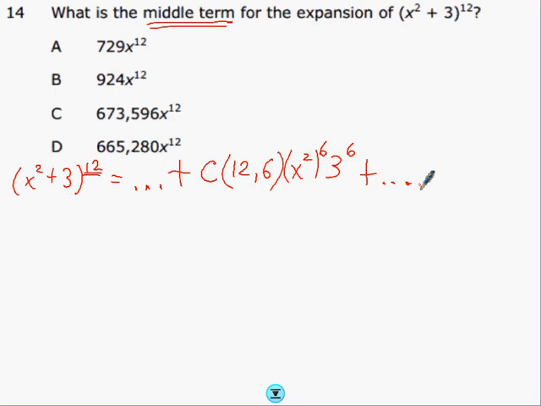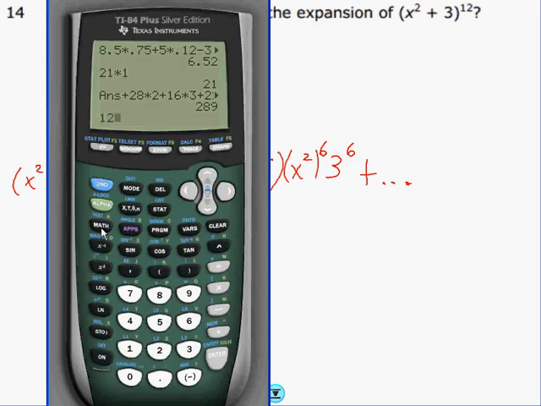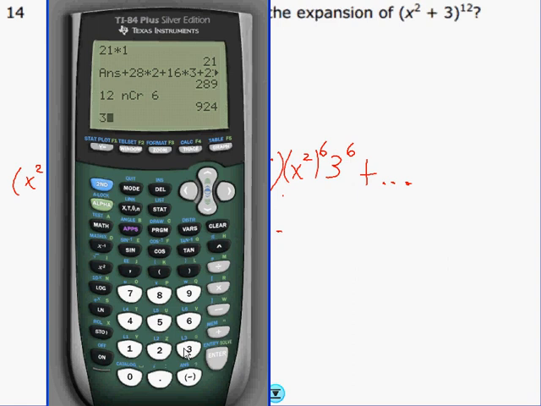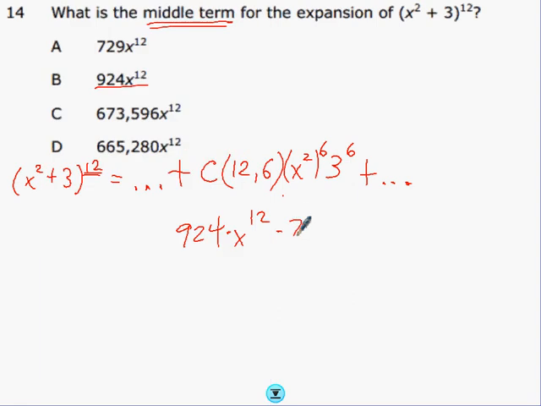12 choose 6. Let's plug that in the calculator. 12 math, probability, nCr 6. 924 is the first number. Okay, x squared to the 6th, power to a power, you multiply. And then finally we have 3 to the 6th. You might think we already have the answer. It's right there, 924, but let's go and do 3 to the 6th. That's going to be our multiplication on the back end. 729. If you multiply 729 times 924, you get this number right here.